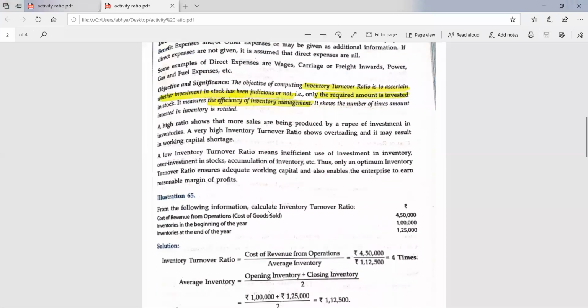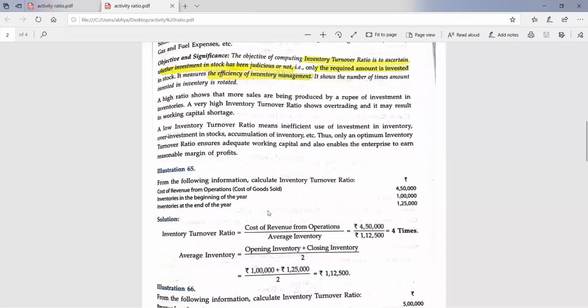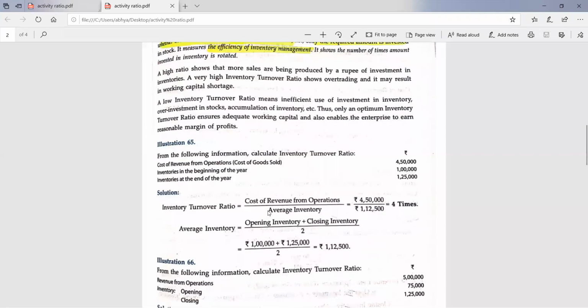So now I'm going for the example. One example I'm explaining to you. Cost of RFO is already given in this example. You can see, you need not calculate it. 4,50,000. This is the cost of RFO. Second, inventory at the beginning of the year, that is the opening inventory. Inventory at the end of the year, that is the closing inventory.